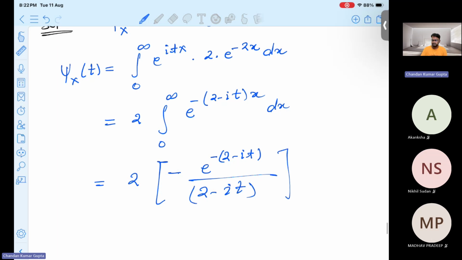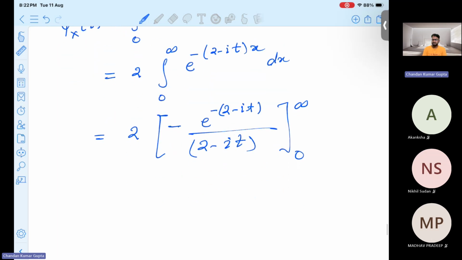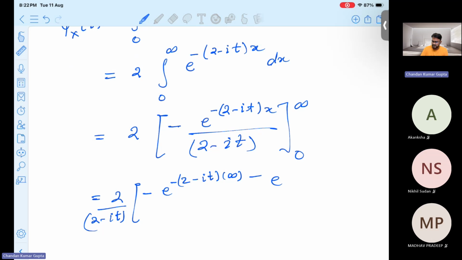Okay, 0 to infinity. Putting the value infinity: minus of e to the power minus, here x is also there obviously, (2 minus it) infinity, obviously. 2 minus it can be taken outside, minus e to the power minus of (2 minus it) 0.